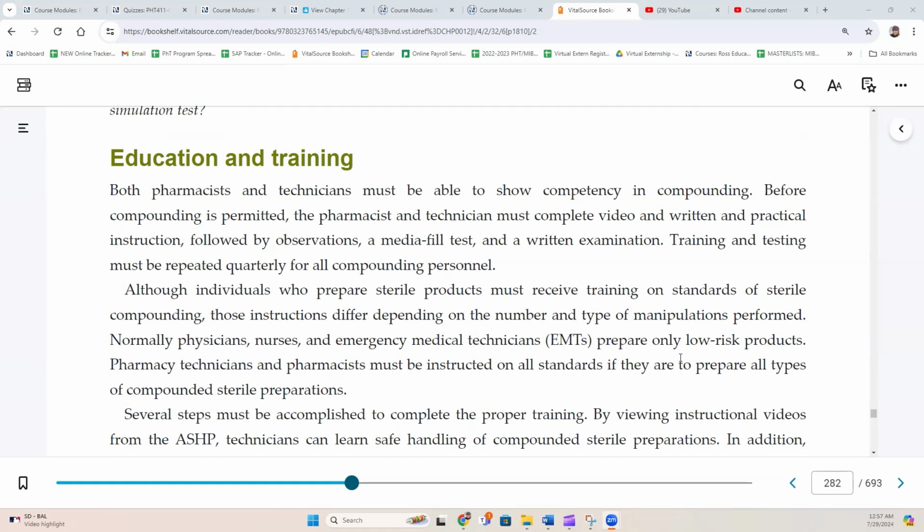Although individuals who prepare sterile products must receive training on standards of sterile compounding, those instructions differ depending on the number and type of manipulations performed. Normally, physicians, nurses, and emergency medical technicians prepare only low risk products. Pharmacy technicians and pharmacists must be instructed on all standards if they are to prepare all types of CSPs.